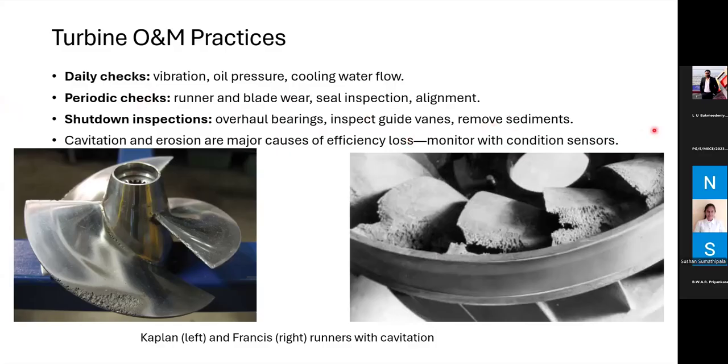Those things you need to basically shut down the power plant and go inside the spiral casing and do these changes or inspections. So the planning of these checks should be done accordingly to have the best efficiency associated with them.